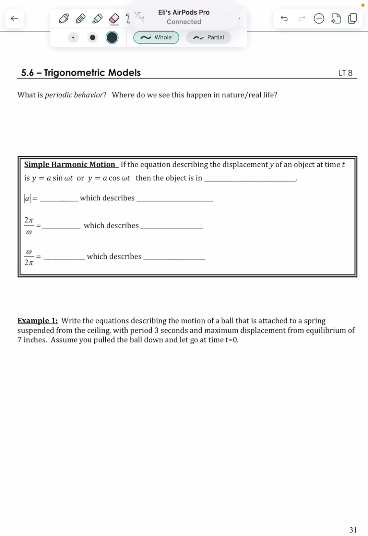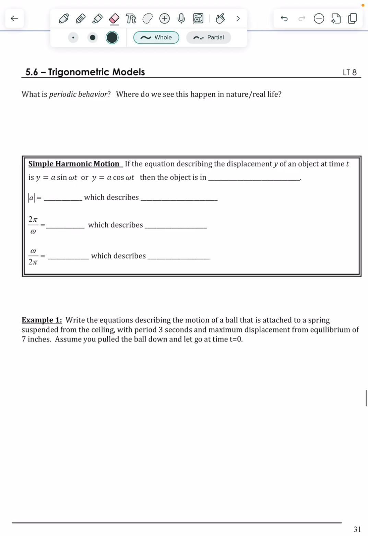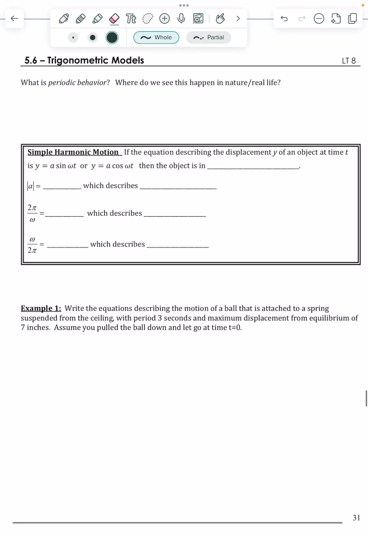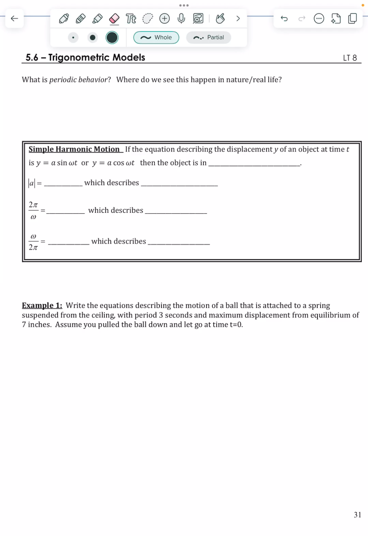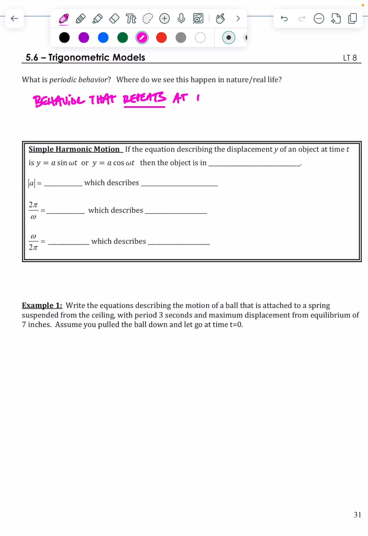In this video, we're going to go over trigonometric models after discussing trigonometric functions and inverse trigonometric functions. So starting with some notes here, what is periodic behavior in general? It's behavior that repeats, that's important, at regular intervals of time, or intervals just in general. Regular intervals.